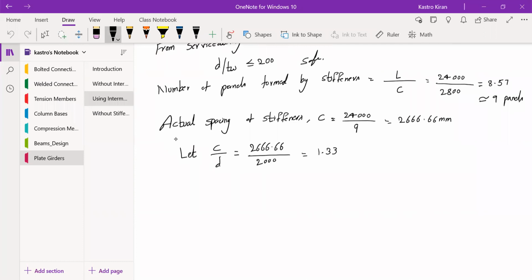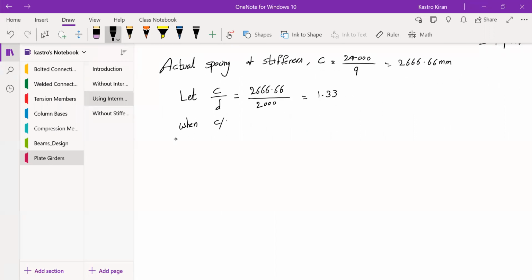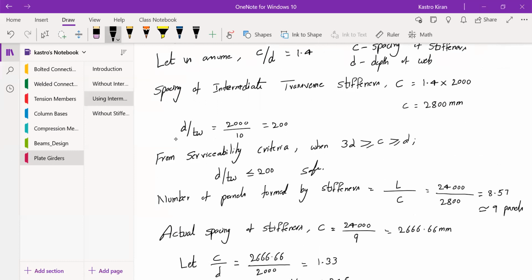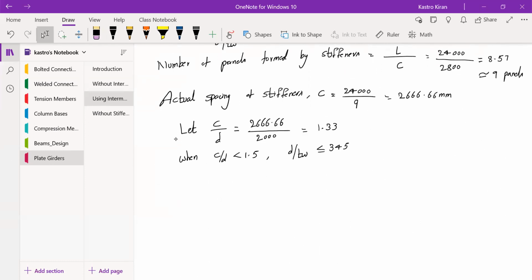Now just understand that when the C by D ratio is less than 1.5, and we have got 1.33, the value of D by TW must be less than or equal to 345. We know the D by TW ratio is 200, which is less than 345. So both conditions are satisfied, and there is a requirement to provide intermediate transverse stiffeners. That's how you find out whether there is a requirement of intermediate transverse stiffeners or not.